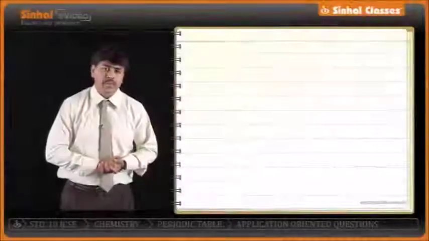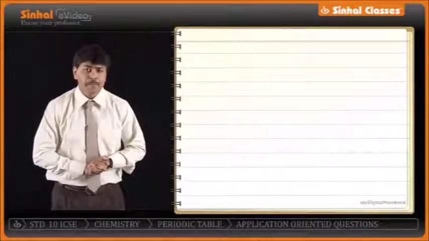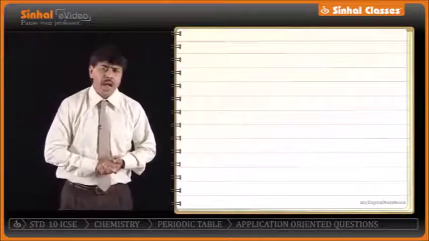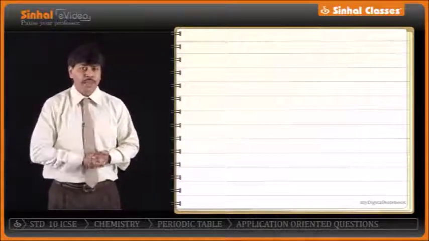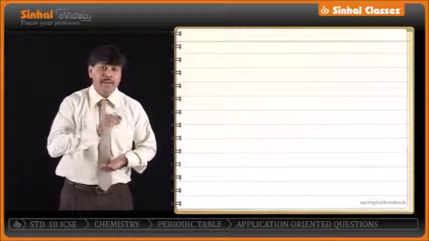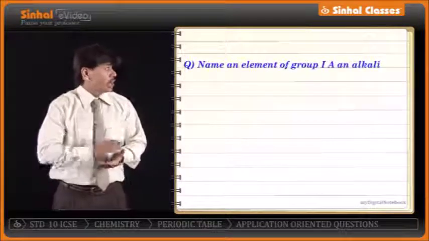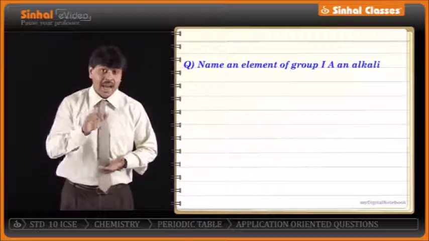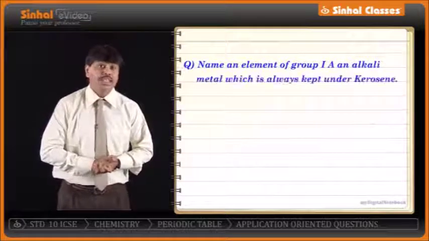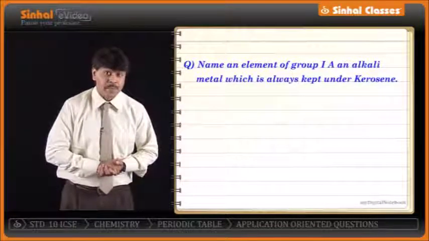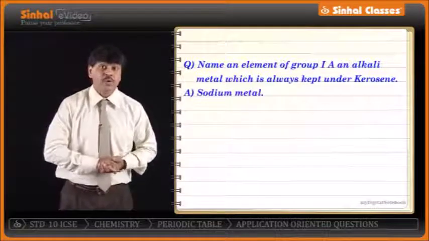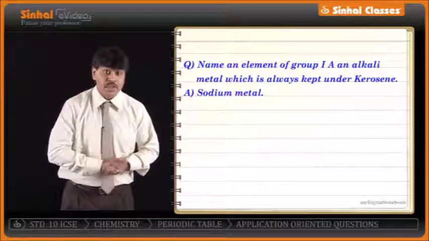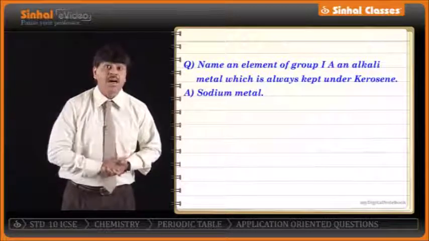Now since we have already covered the concept part of it, let's see some of the application oriented questions. To begin with, they might ask you, name an element of group 1A, an alkali metal, which is always kept under kerosene. The answer for that will be sodium metal, which is very soft and dangerous. So it is always kept under kerosene.